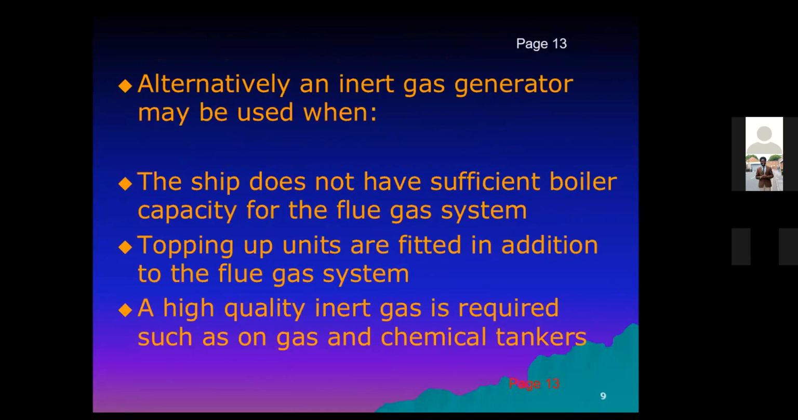So we also have an alternative to the flue gas from the boiler, which is an inert gas generator. So some ships have an alternative, which is the inert gas generator. You can either generate inert gas using flue gas from the boiler, and when the ship does not have sufficient flue gas from the boiler, then you have to use the inert gas generator. So it's very, very important for you to know all this.